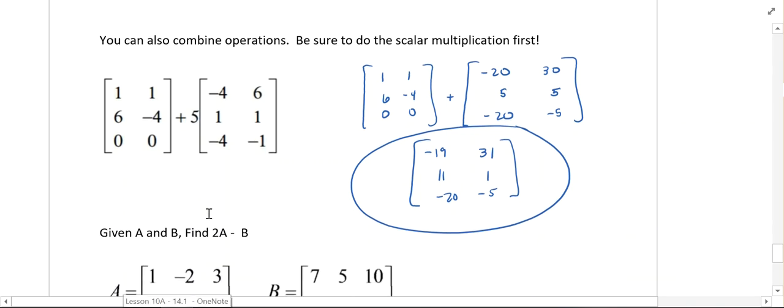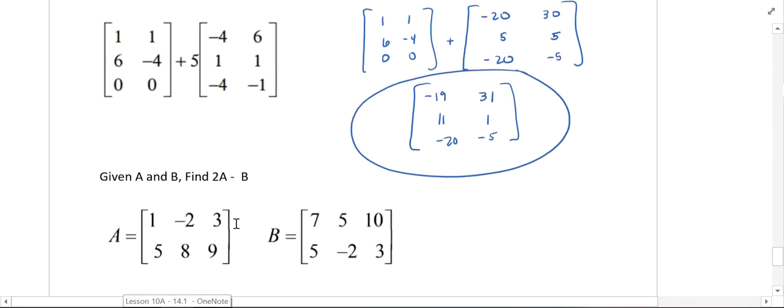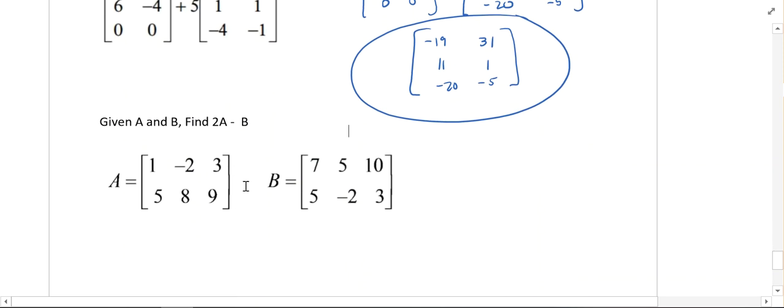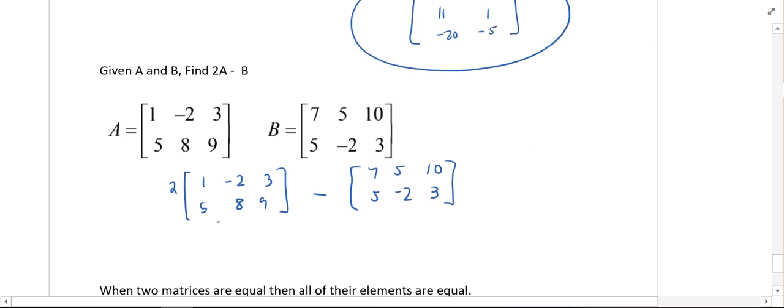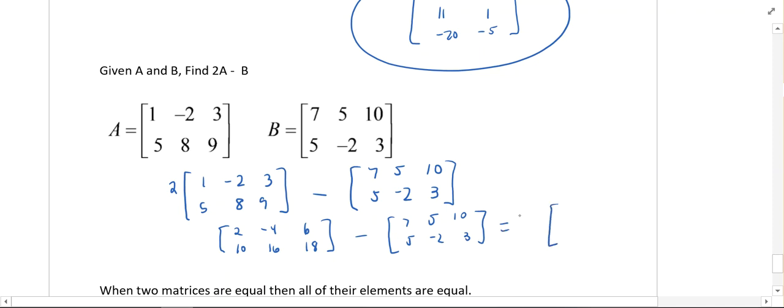Here's the same question written in a different format. Given A and B, find 2A minus B. So it's really saying do the scalar multiplication on A. So 2 times A minus B. 2 minus 7 is negative 5. 9, 4, 5, 18.